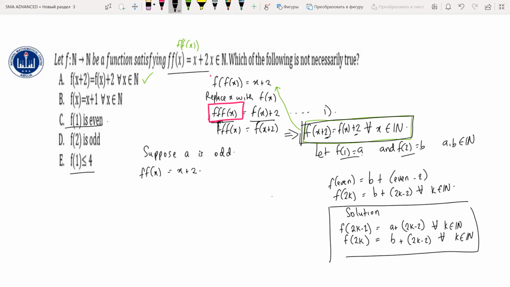Now just look carefully here. It's here that things get a bit tricky. So if A is odd, now when we put x equals A, what do we get? We get that f of A is equal to what? A plus 2.